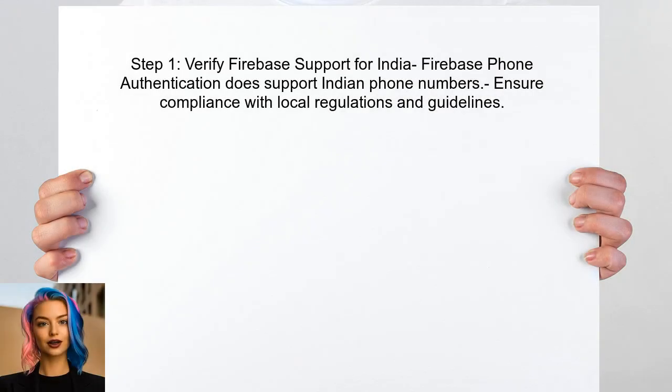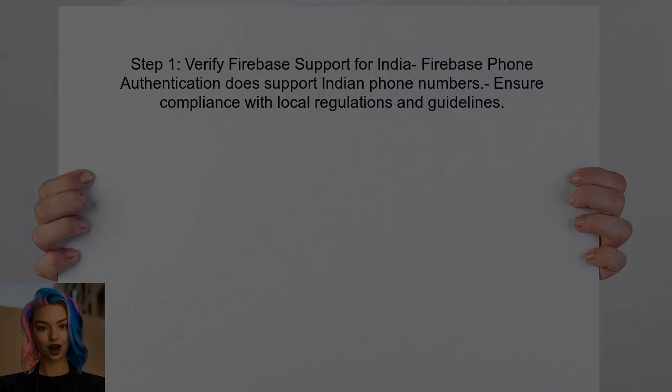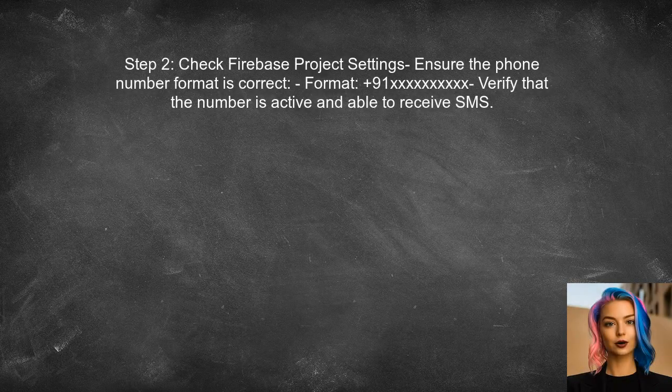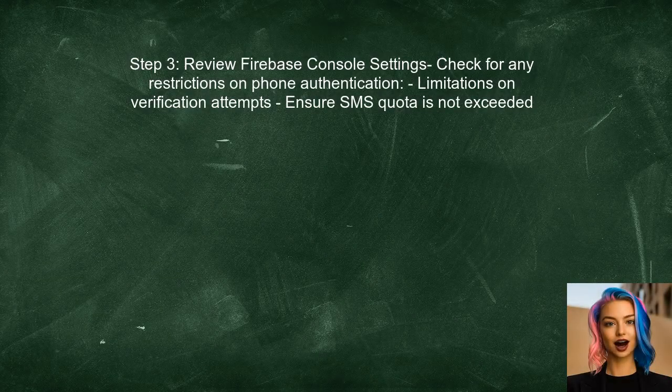To begin, the user should verify that Firebase Phone Authentication supports Indian phone numbers. Firebase does support phone authentication in India, but there are specific requirements to ensure it works correctly. Next, the user needs to check their Firebase project settings. They should ensure that the phone number they are using is formatted correctly, starting with the country code, which for India is +91. After confirming the number format, the user should review their Firebase console for any restrictions.